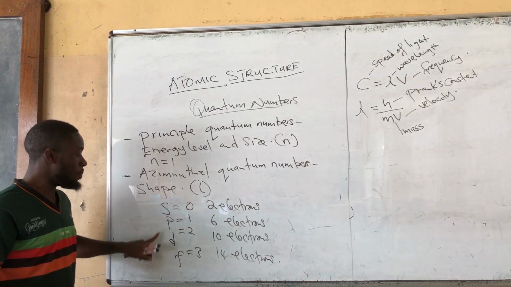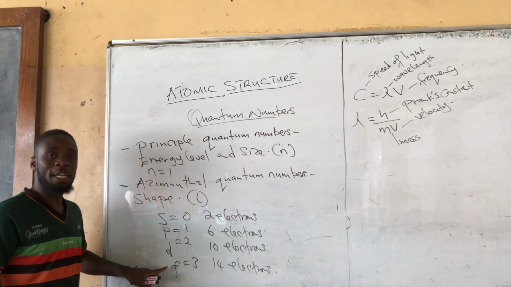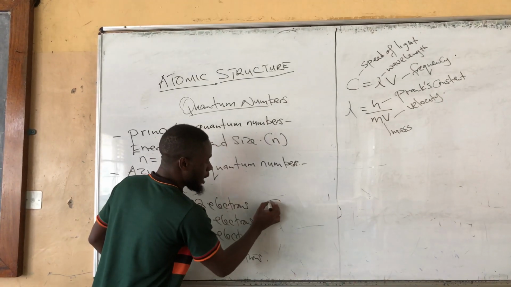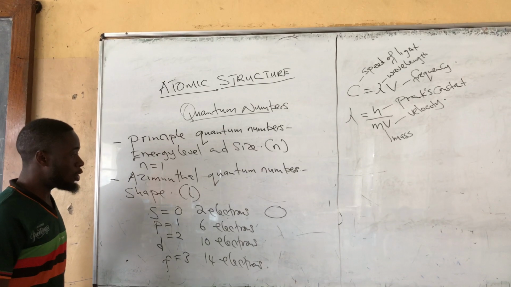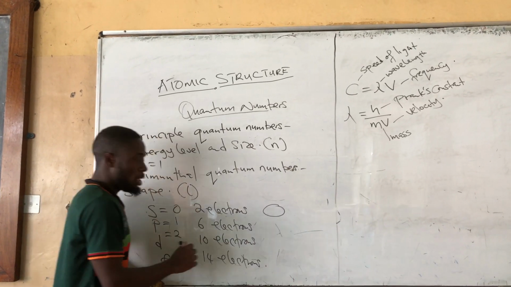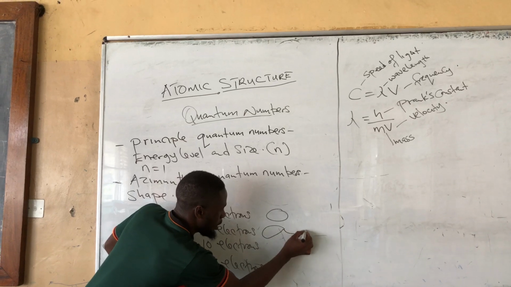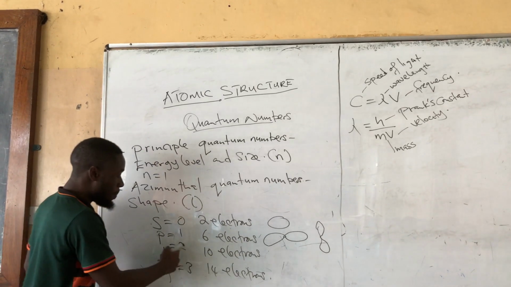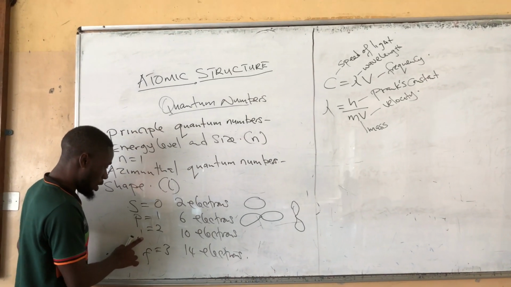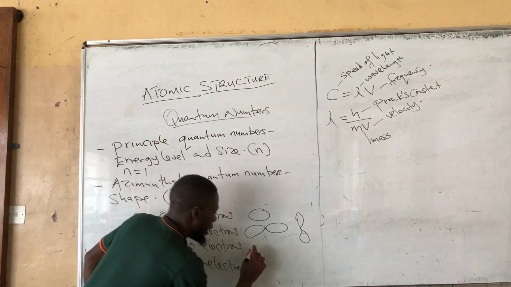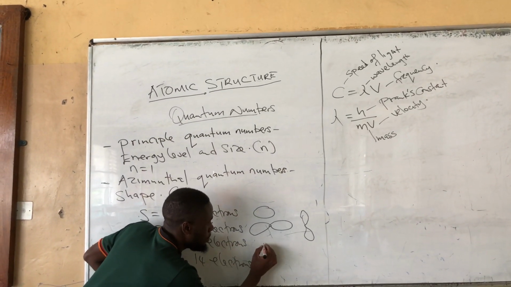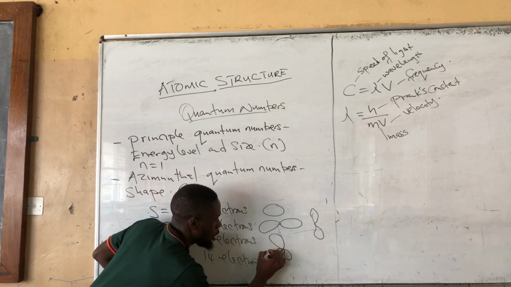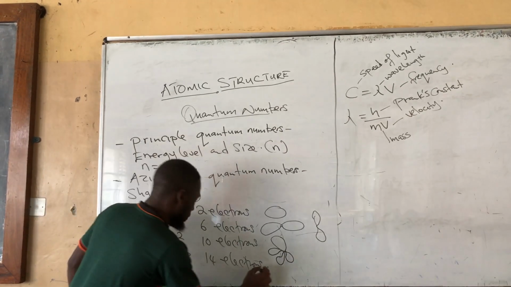Each of these has its own shape. S has its own shape, P has its own shape, D has its own shape, and F has its own complicated shape. What is the shape for S? Just a straightforward shape, something like this. What about the shape for P? More like a small flower, it can be in this way, also in this way. For D, the shape is a bit more complicated, something like this.